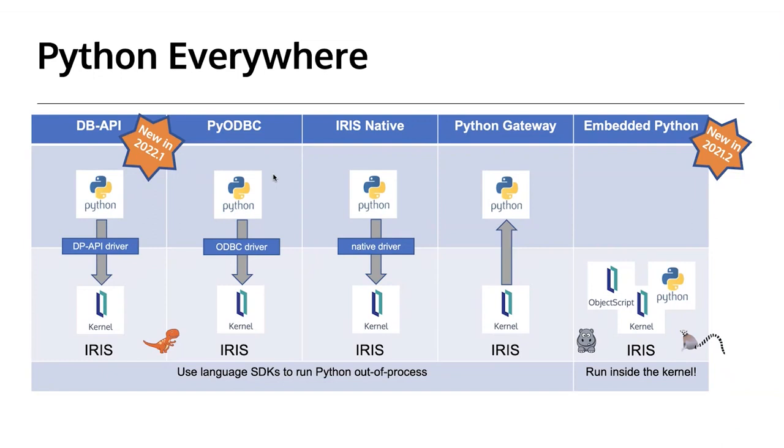Right in the middle of the screen, you have IRIS Native, which is a way for you to write Python code that manipulates globals directly. And we have a Python native driver for that.